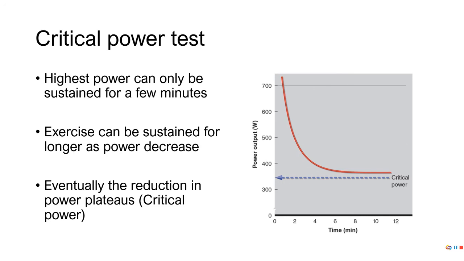Okay? And so exercise can be sustained if you reduce your power output. And eventually this reduction in power is critical power. So let's just say we were to run several tests on you and we said, okay, we want you to cycle at 700 watts for as long as you can go. And so maybe you can go for a minute and a half. Okay, and then we do the same thing for 600. Maybe you go a little bit longer, 500, so on. Eventually you're going to reach this point where it's like, okay, apparently at about 350, I can sustain that for quite a while. That would be your critical power.